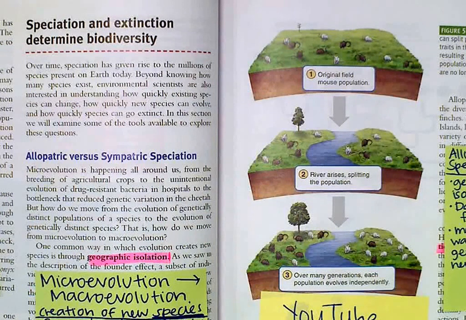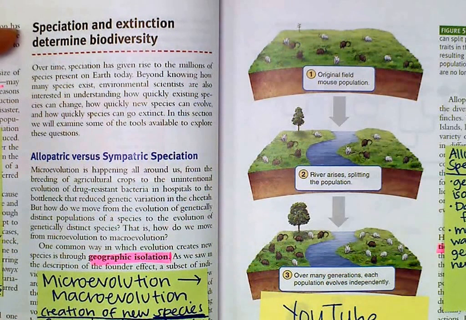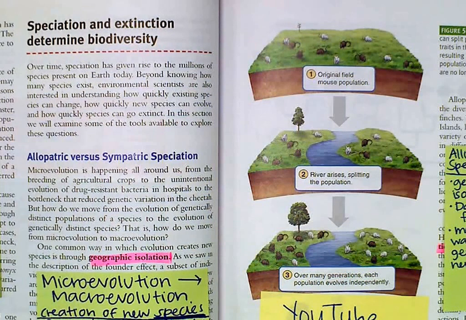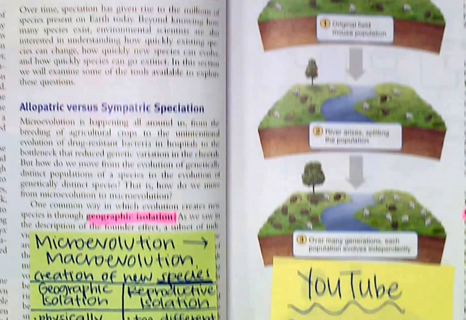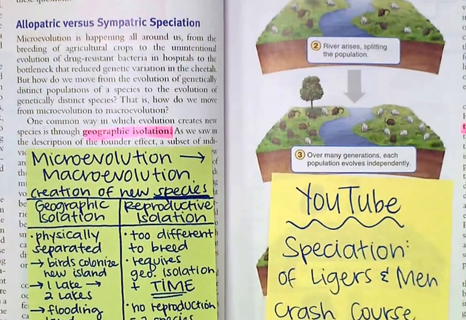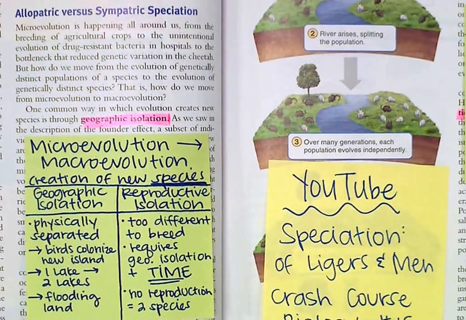Hey guys, we're on our last lesson for chapter 5 today, and you should be starting on page 130 by this heading that says Speciation and Extinction Determine Biodiversity. Okay, so our first sticky note, we're going to start with allopatric versus sympatric speciation.